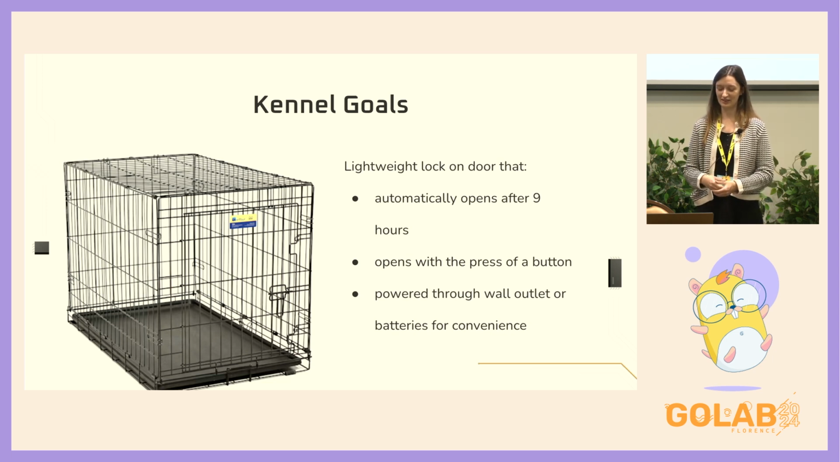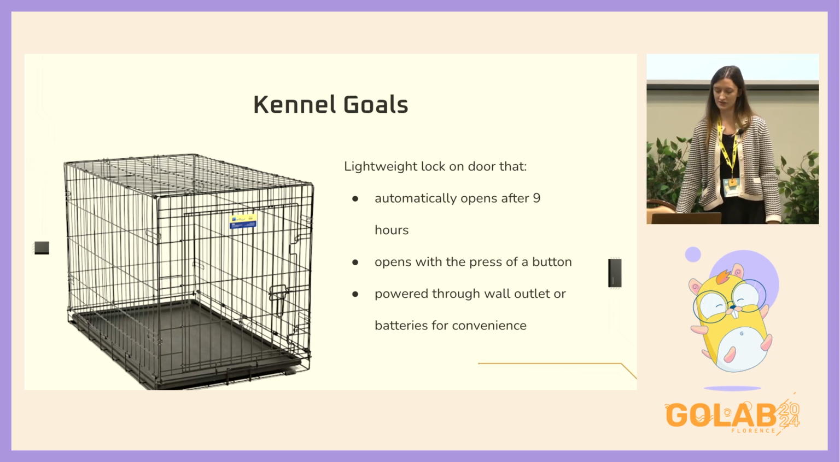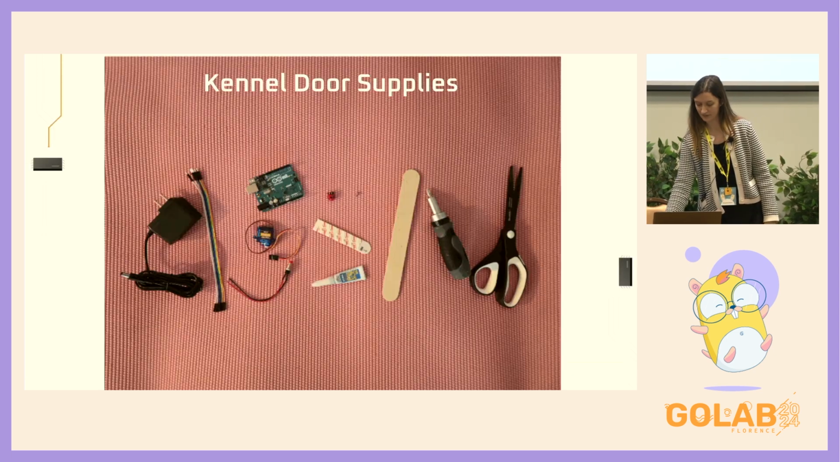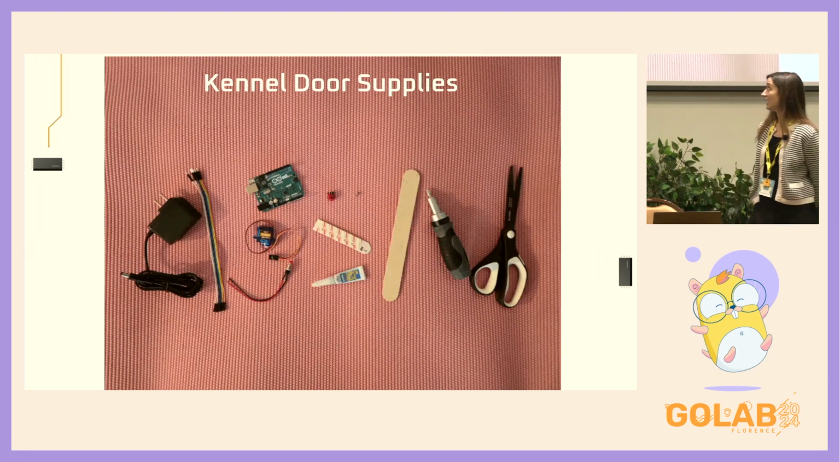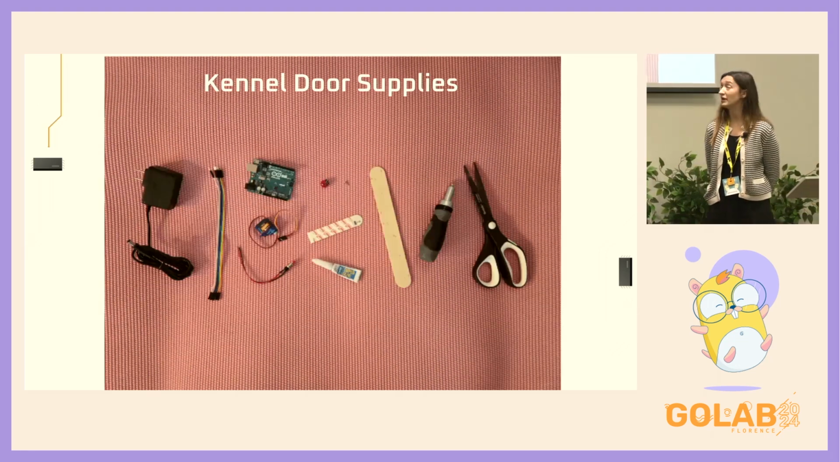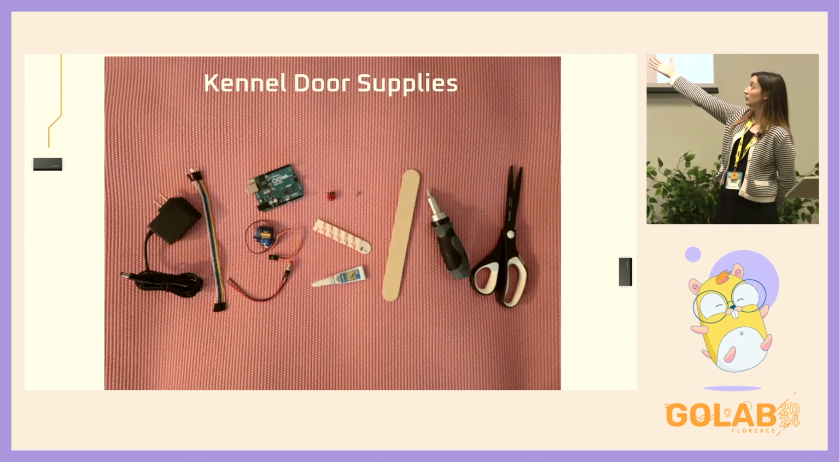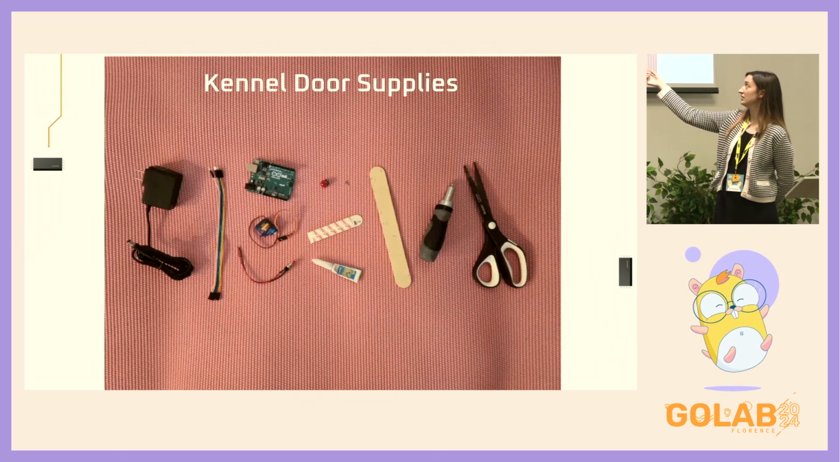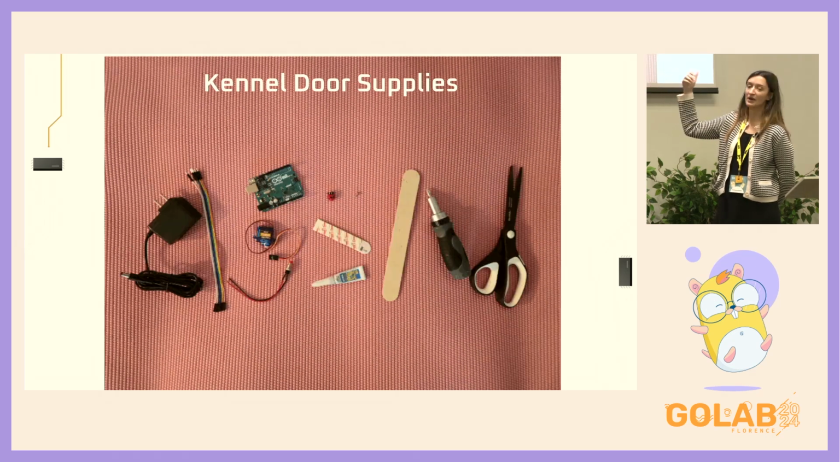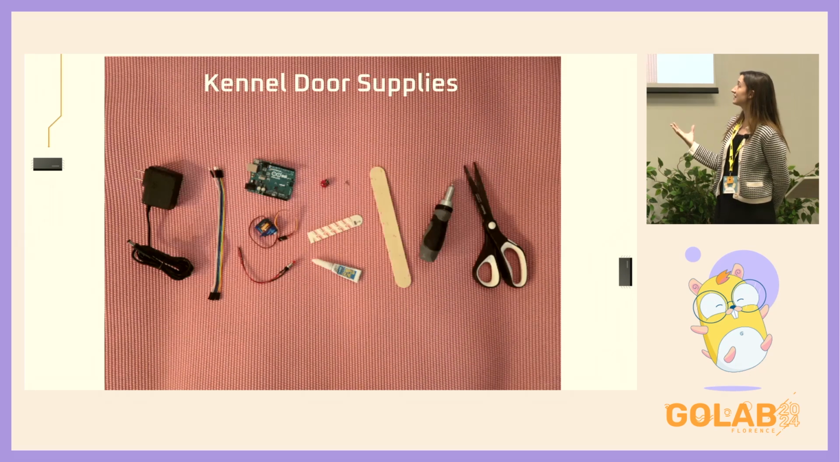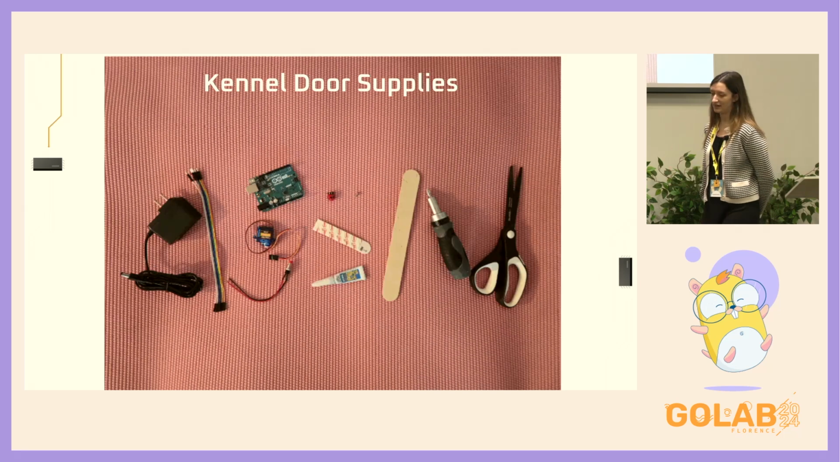And then my dog is my alarm clock. I also needed the door to open at the press of a button and close. And I wanted it to be powered through batteries or wall outlet. The supplies were really simple, things basically I found around the house, along with some wiring. This is an Arduino Uno board, very standard. There's a servo. You can buy these online cheaply. There's a button, and then glue, tape, and other tools.